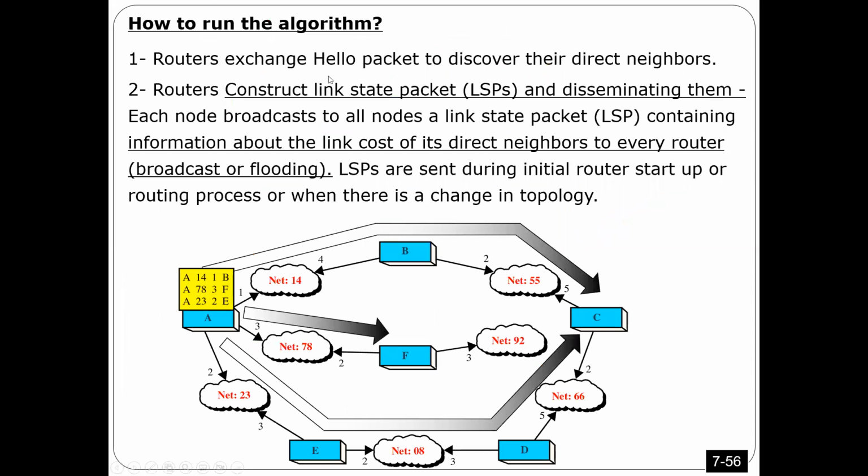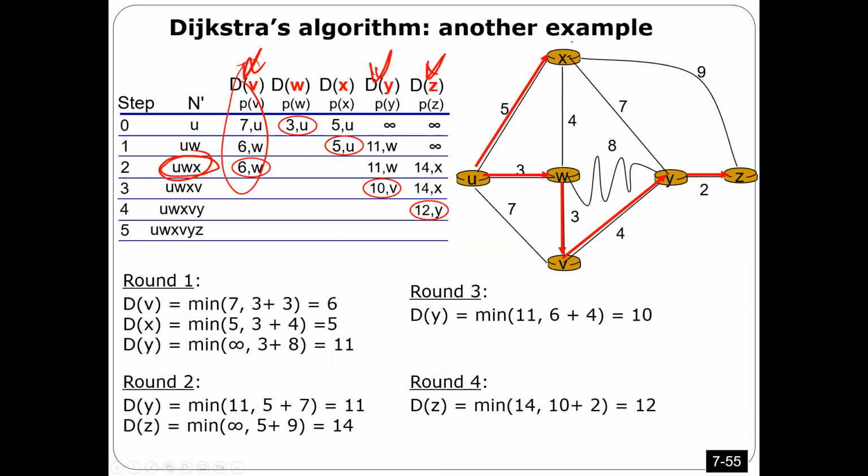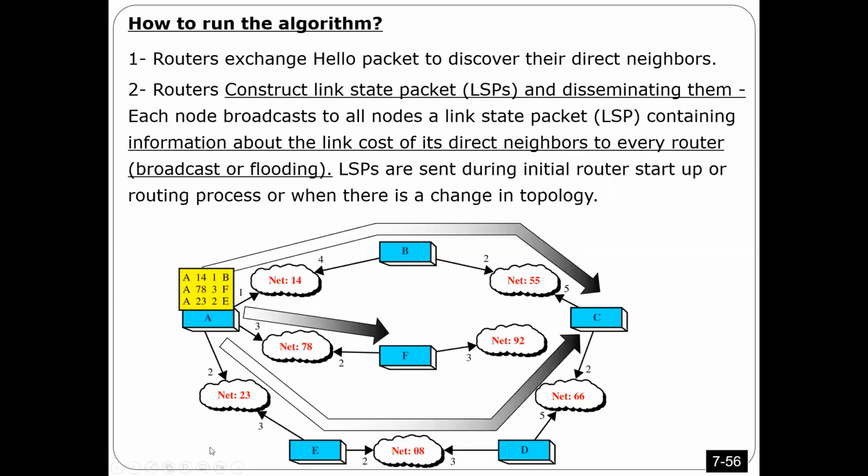So this is actually how we run it. Number one, routers exchange hello packets to discover the direct neighbors. Routers have to create what we call a link state packet. This packet should have information about their direct neighbors and the cost, and then share this information. For example, node A has three neighbors: neighbor B, neighbor F, neighbor E. The costs are 1, 3, and 2. So it puts all this information in one packet and sends it to everybody.